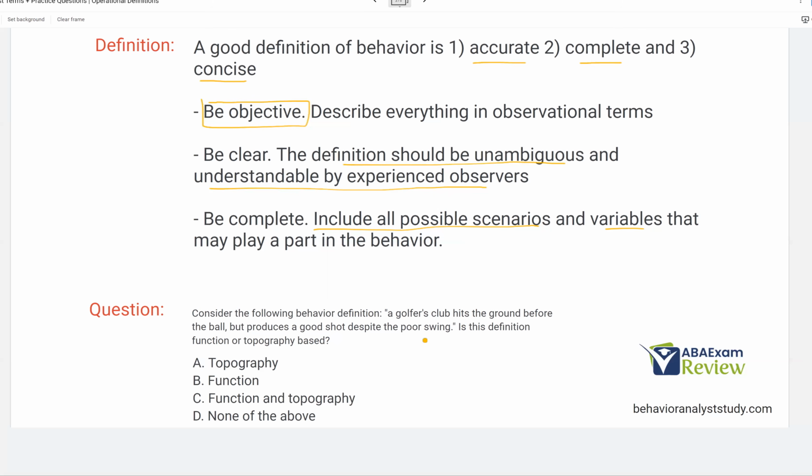So consider the following behavior definition. A golfer's club hits the ground before the ball, but produces a good shot despite the poor swing. Is this definition function or topography based? Well, you have to ask yourself, is it talking about the effect on the environment or how it looks? Well, in this case, I think we're talking about both, right? Club hits the ground before the ball, topography, but produces a good shot despite the poor swing. So we've got topography, hits the ground before the ball, and we've got the function, produces a good shot. So this definition is based on C, function and topography.